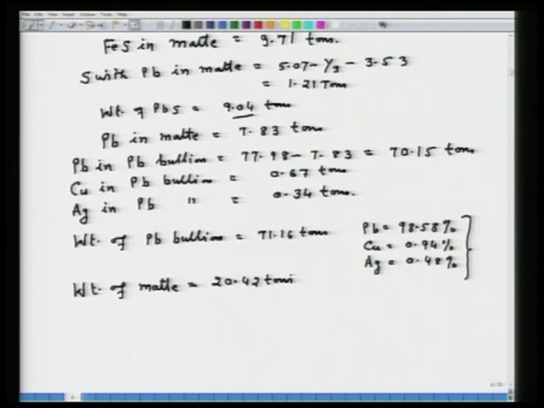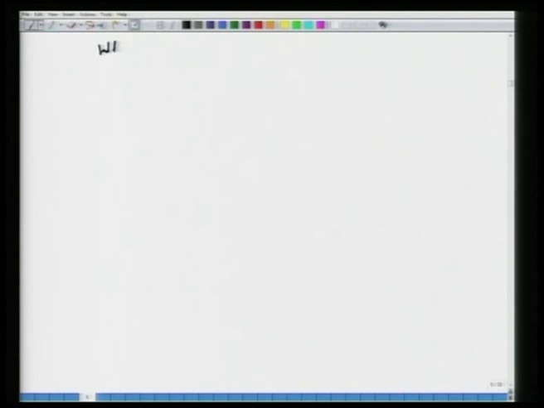You have to sum total, and percentage wise, let me use another color. So, PbS is equal to 44.27%, Cu2S 8.18%, and FeS 47.55%. So, that is the weight of mat. Now, next is weight of slag. The slag weight is 115.94 tons.